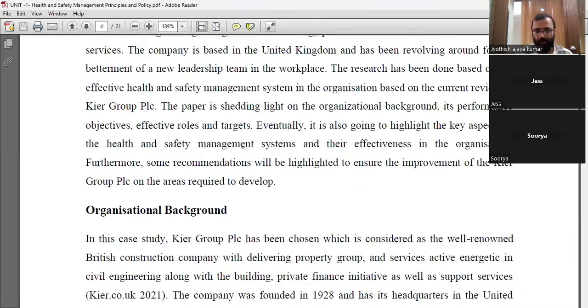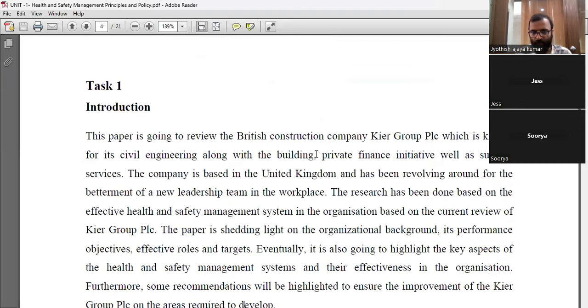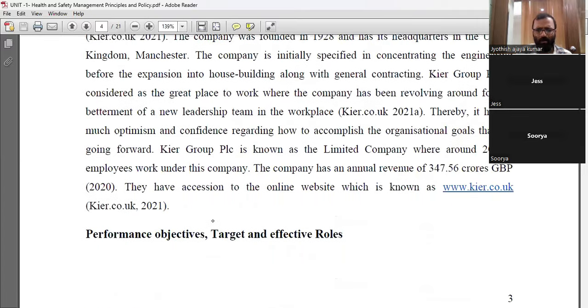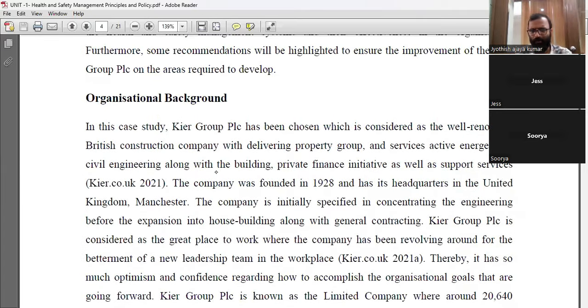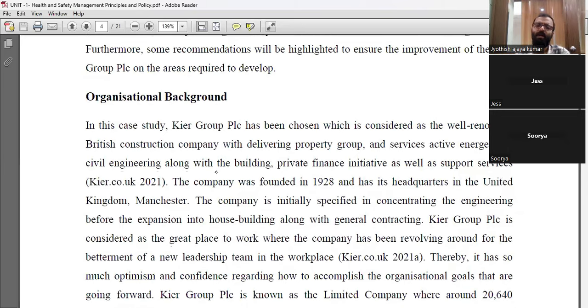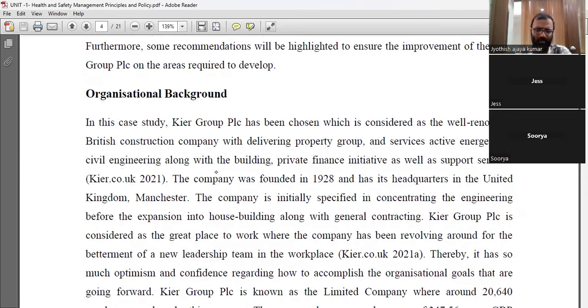So this is the organization that we have taken for task one. This is the organizational background case study. Care Group PLC has been chosen, a well-renowned British construction company. All this you have to give as an introduction. Even though in the task they have not asked you for the introduction, you have to give it because that is how a normal system works.